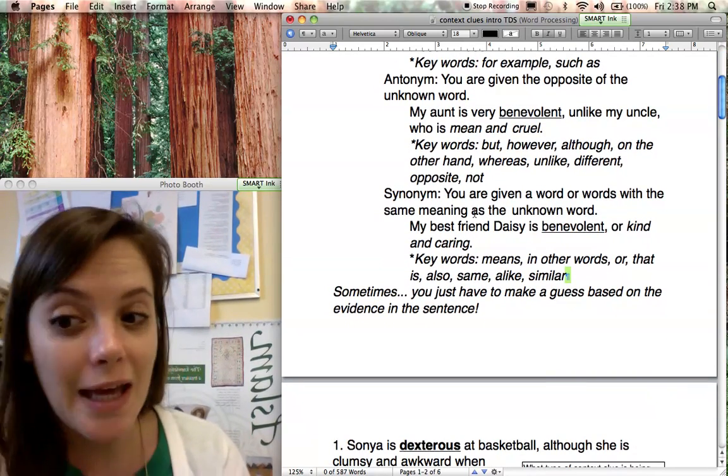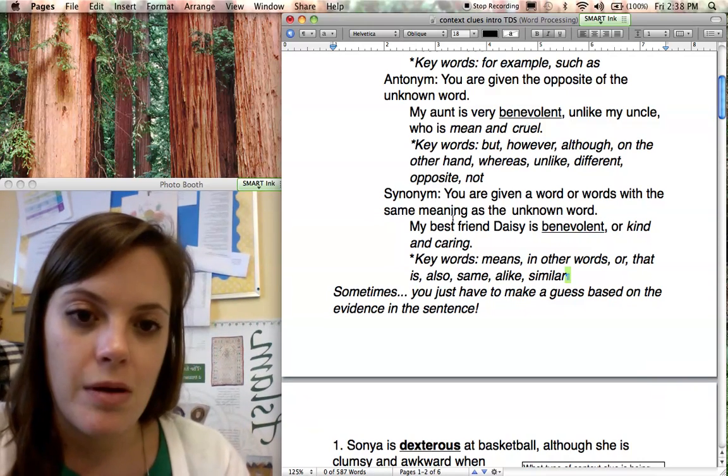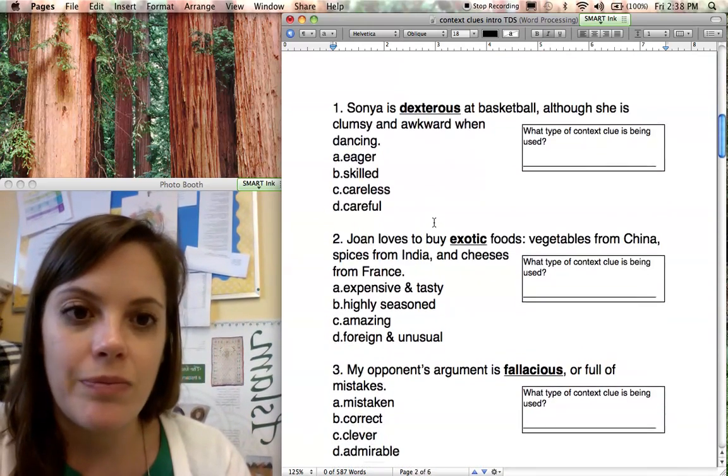Now, sometimes you won't get a synonym, an antonym, an example, or a definition. Sometimes you'll just have to make a guess, or an inference, based on the evidence in the sentence. So let's look at some examples.